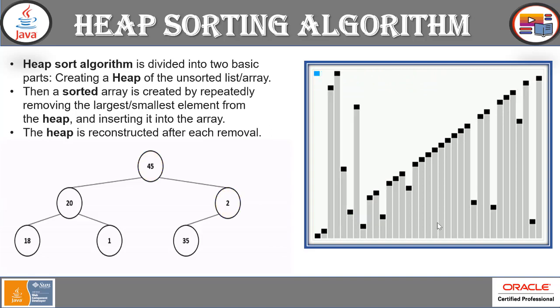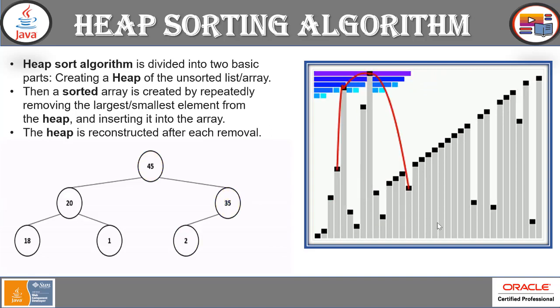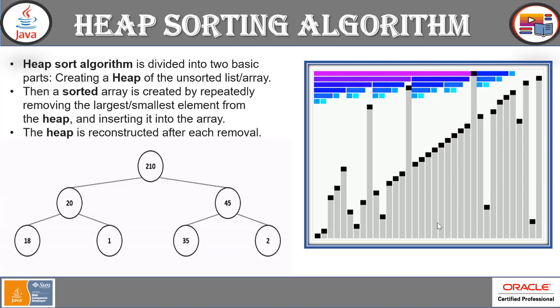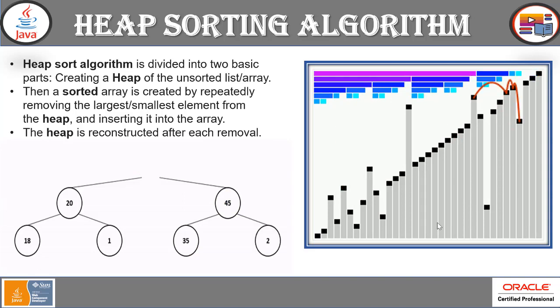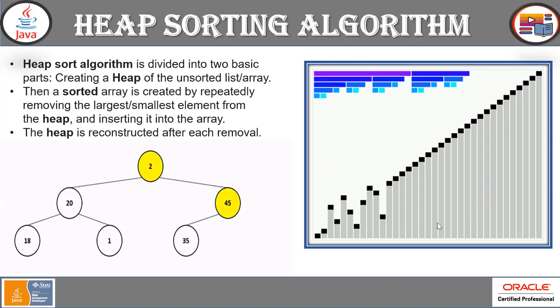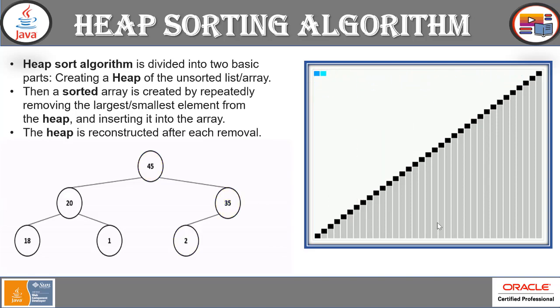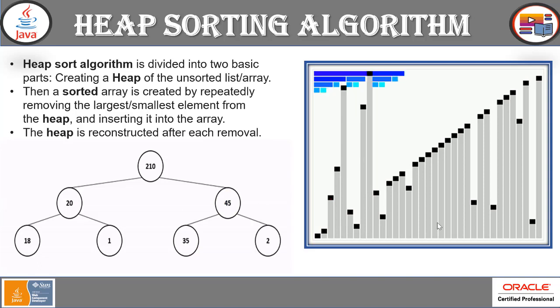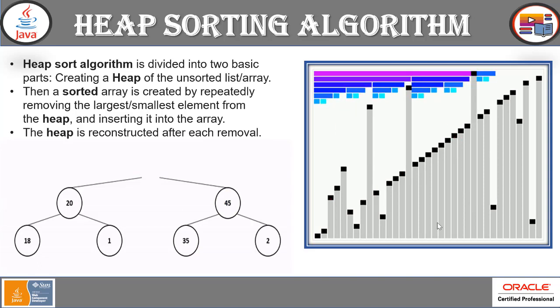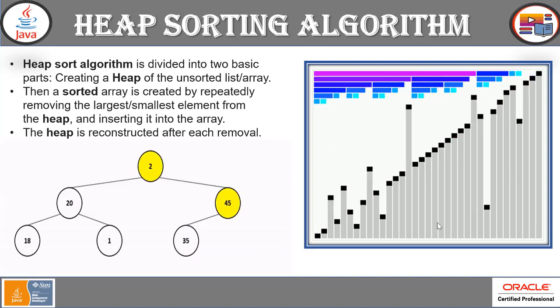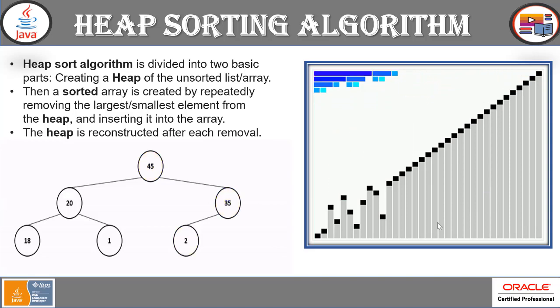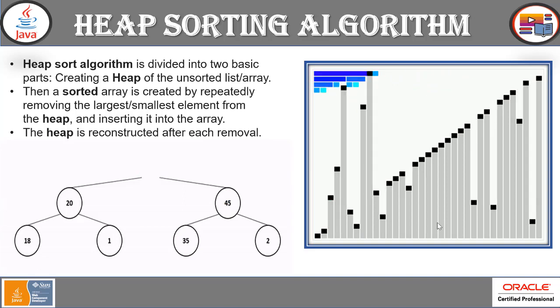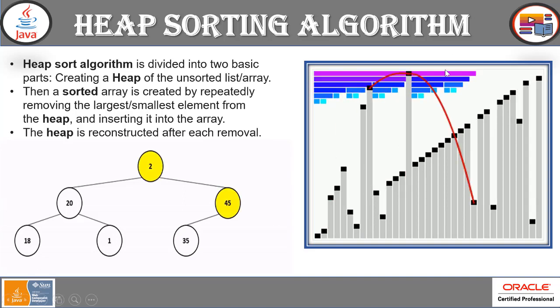In simple words, the heap sort algorithm is divided into two basic parts. First, we create a heap of the unsorted list or array. Second, a sorted array is created by repeatedly removing the largest or smallest element from the heap and inserting it into the array. To understand it better, we'll see some examples.